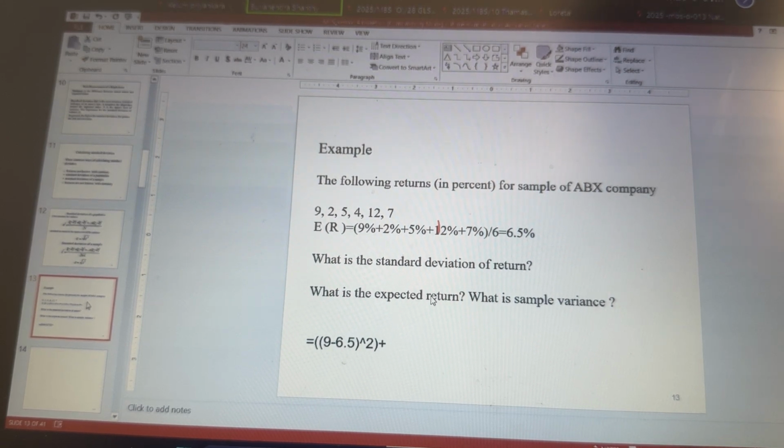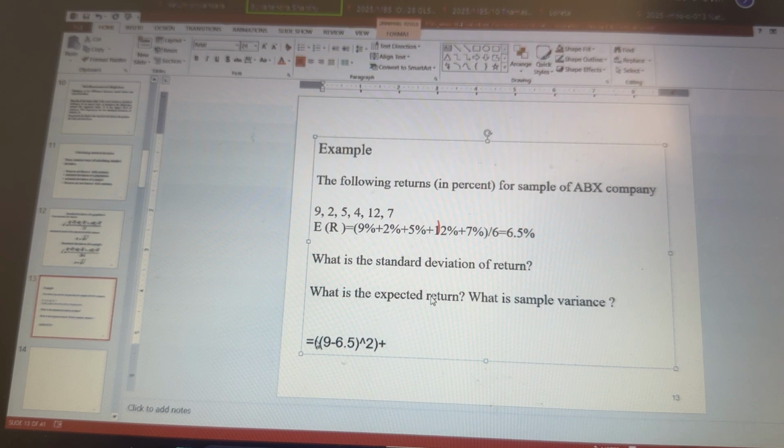Variance 13.1. Standard deviation 3.62%. Right, everyone can do it, right? You can do it like what I have done here.